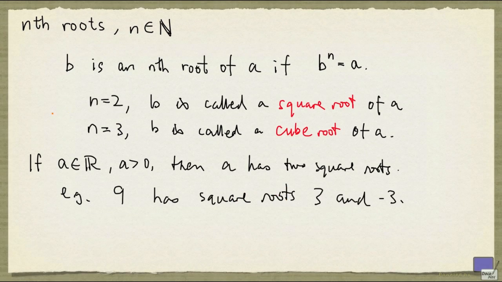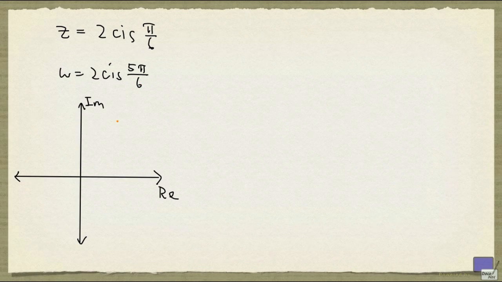We are now going to look at how to find n roots of a complex number. And let's first look at the following example. Let's take two complex numbers, z equals 2 cis pi over 6, and w equals 2 cis 5 pi over 6. And if you plot them on the complex plane, z will be around here, and w will be around there. So the angle here is pi over 6, and this angle here is 5 pi over 6. So you can see that these are different complex numbers.